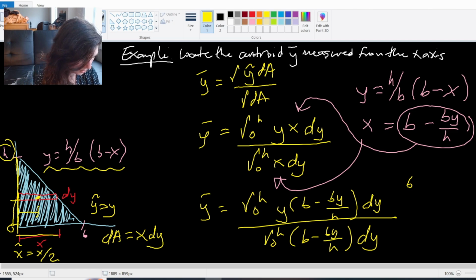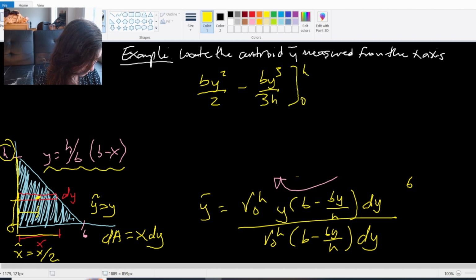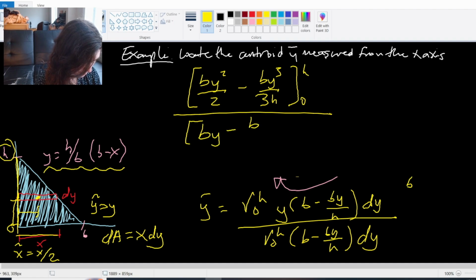I need to make some room here. Let's see, I get by squared over 2 minus by cubed over 3h, needs to be evaluated from 0 to h, all over by minus by squared over 2h. So I did skip a couple steps in my integration to actually get here.